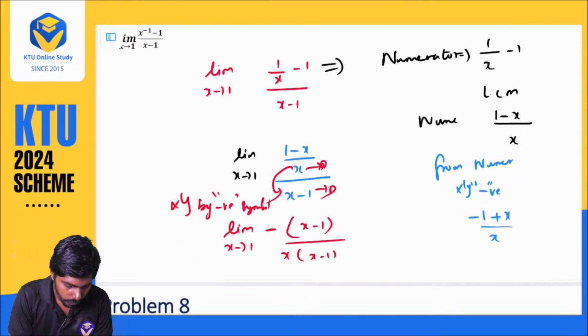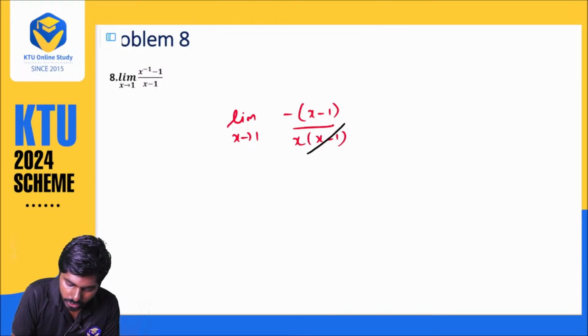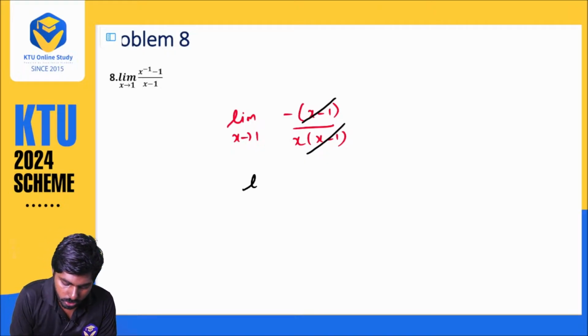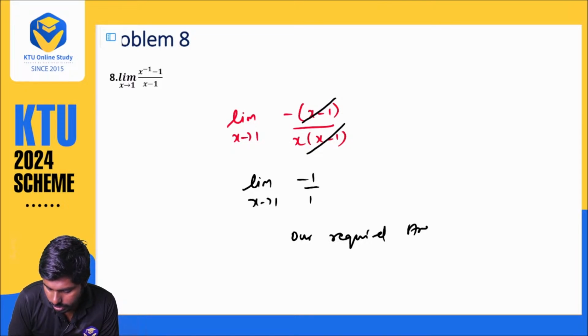Now we are getting limit x approaches 1 of minus into (x minus 1) divided by x into (x minus 1). Now we can cancel this x minus 1 and x minus 1. So limit x approaches 1 gives minus 1 by x. So that is our answer. Our required answer is L equal to minus 1.